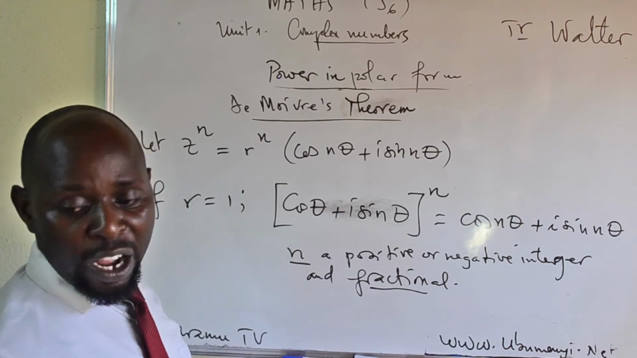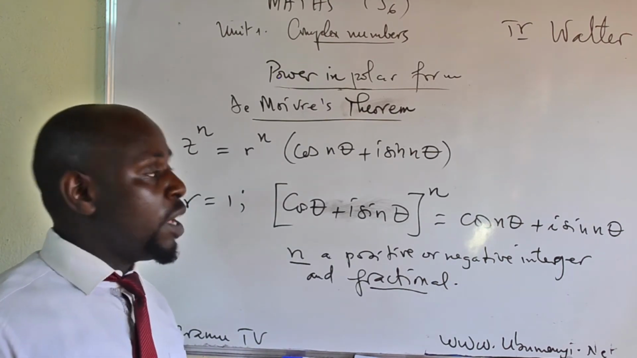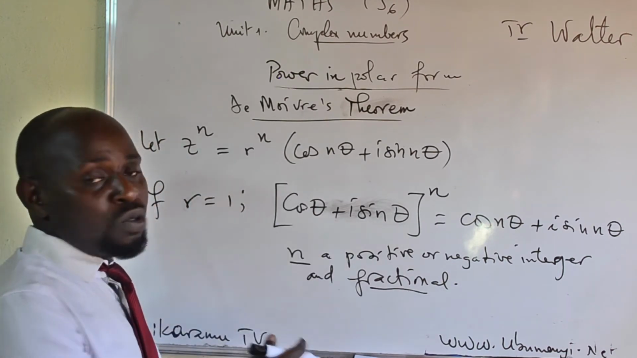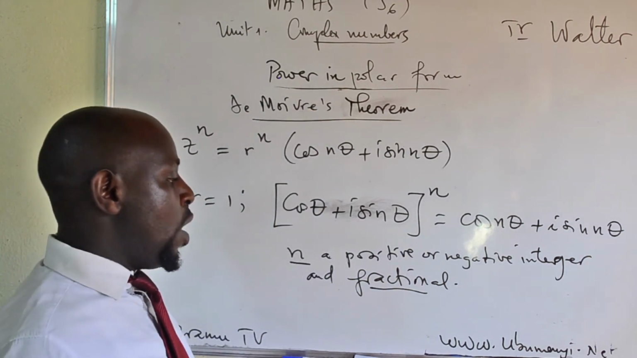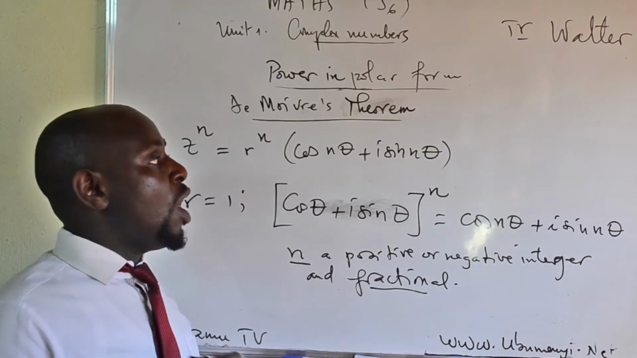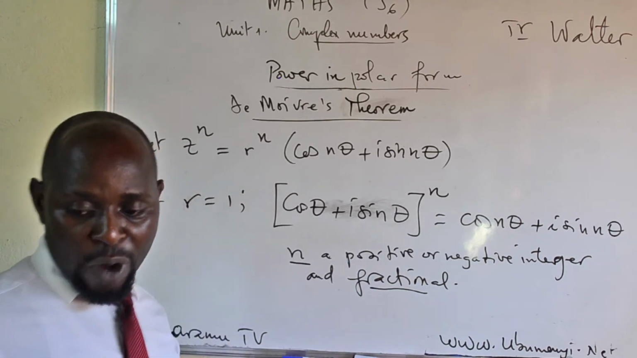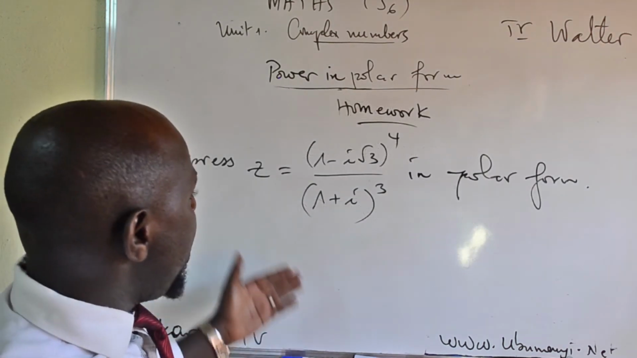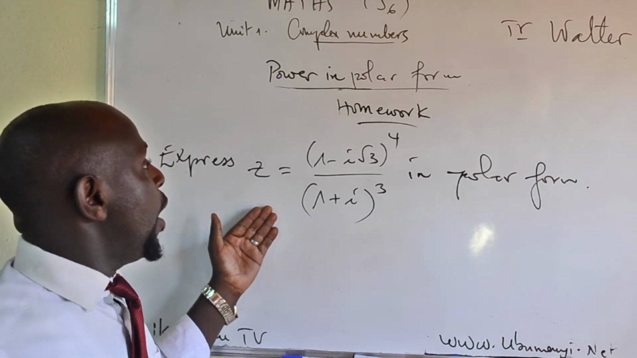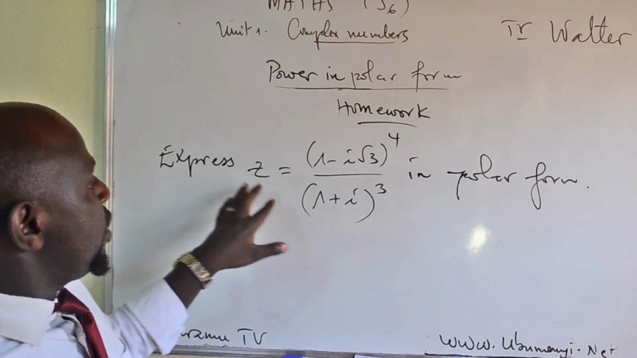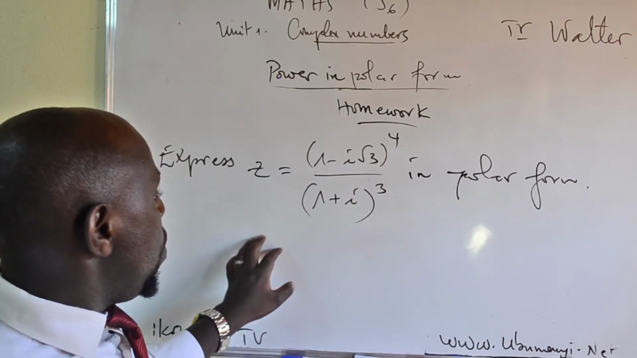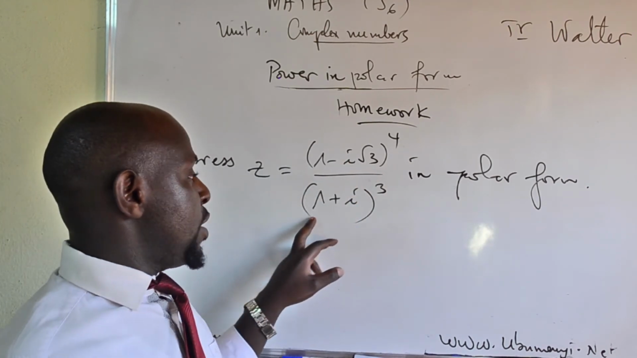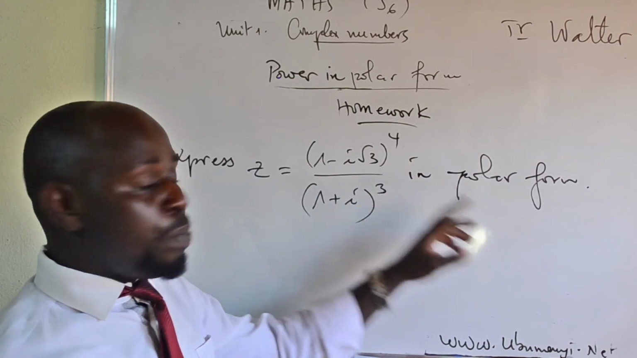So ladies and gentlemen, I cannot leave you without a small homework to see whether you have understood how to do any operation about power in the polar form, and then you will see how you will be successful after. So here is your homework. I am asking you to express z, which is equal to (1 minus i square root of 3) power 4 over (1 plus i) power 3, in the polar form.